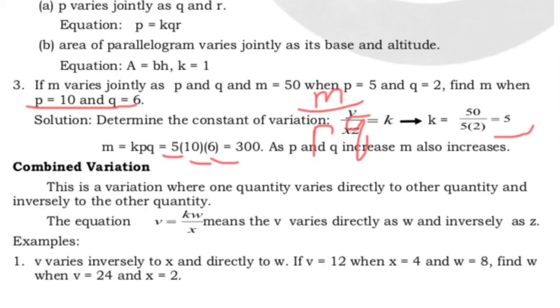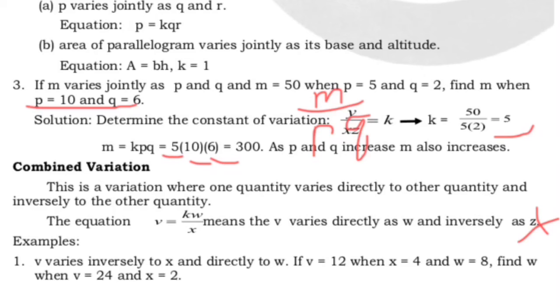Next is combined variation. So this is a variation where one quantity varies directly to another quantity and inversely to the other quantity. So the equation V equals KW over X means that V varies directly as W and inversely as X.